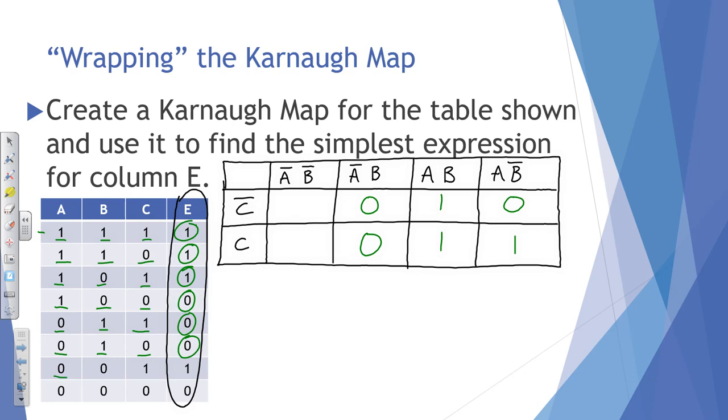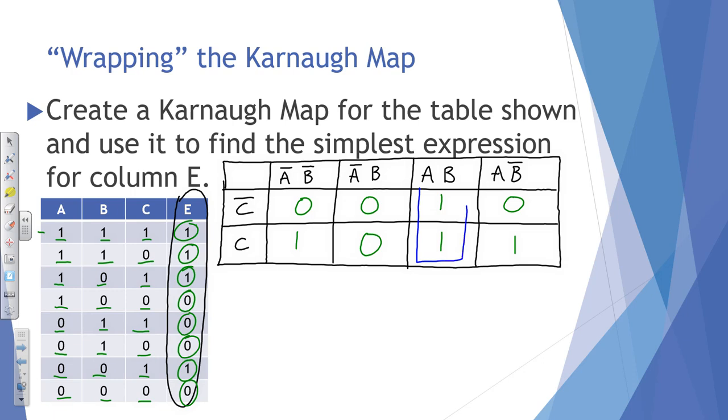Row 7, no A, no B, but we do have C, and the outcome is 1. So no A, no B, but we do have C, the outcome is 1. And in our last row, negation of A, negation of B, and negation of C with the outcome of 0. There, we filled in our complete table. Our goal now is to group together all the ones with as large a rectangles as possible. There's really only one good way to do this.